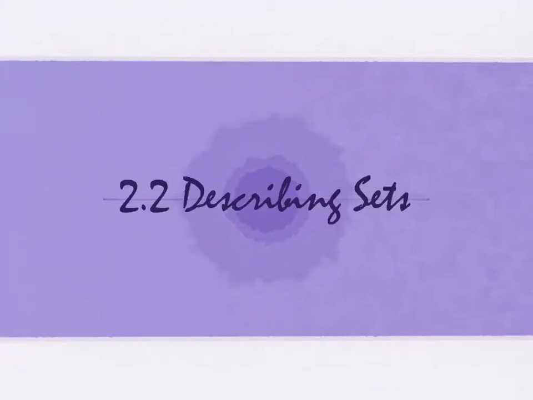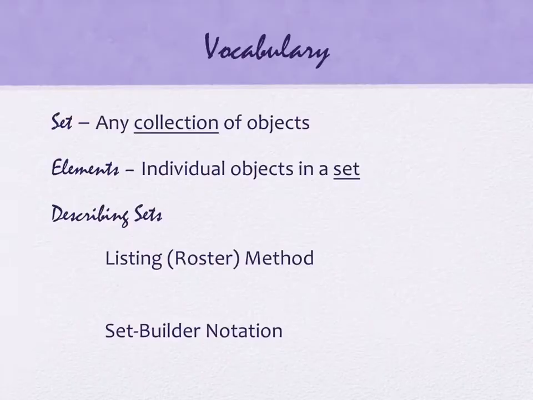Today we're going to take a look at section 2.2, describing sets. Before we can get any depth at all, we have to define what we mean by a set. So that's where we're going to start. A set is simply a collection of objects, and the elements are the individual objects in the set.